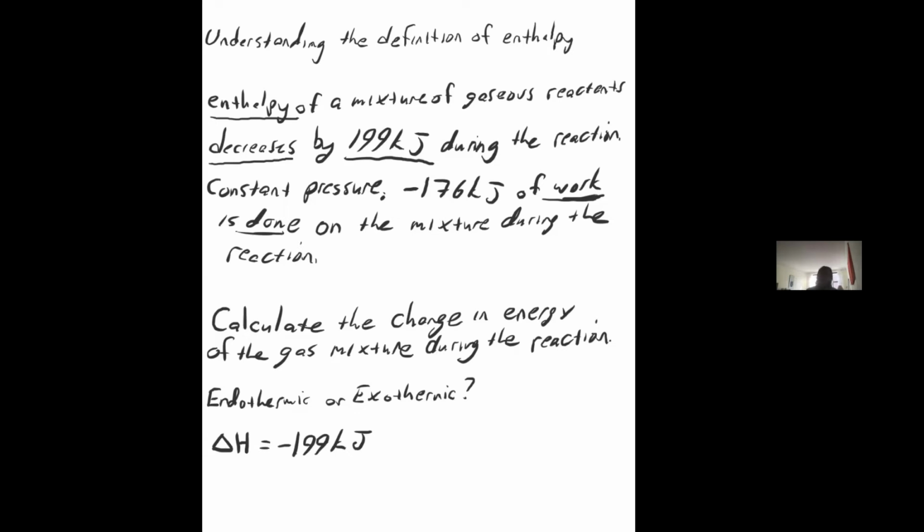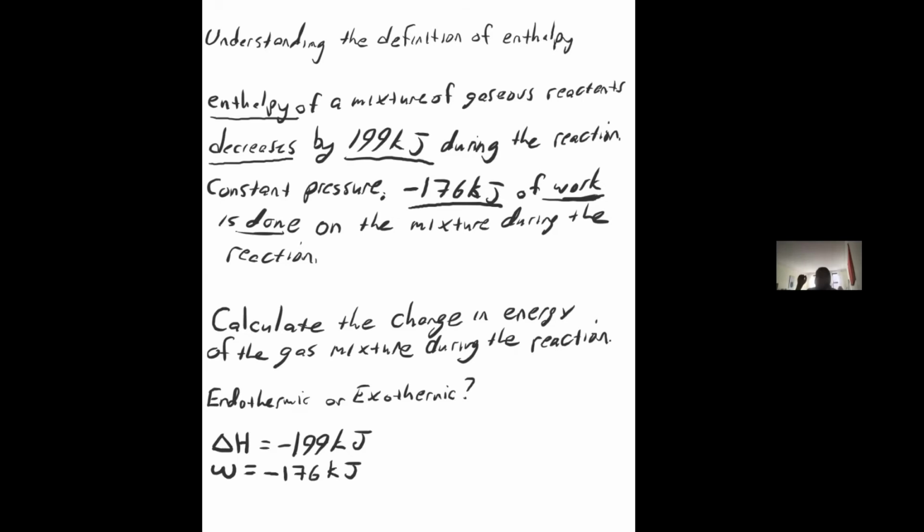You're not going to see problems where you have to figure out H. You're going to see problems where you have to find delta H, or delta U. You're not going to find problems where you find U. It's delta U you'd be interested in. So the next thing is it says that negative 176 kilojoules of work is done on the mixture. So that means work is equal to minus 176 kilojoules. Now, in that particular case, they actually give you the sign.